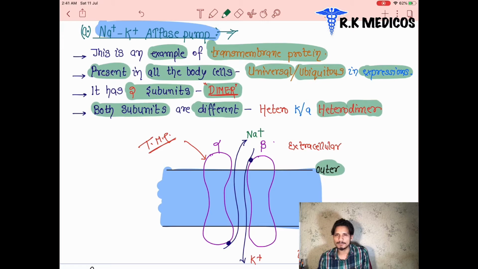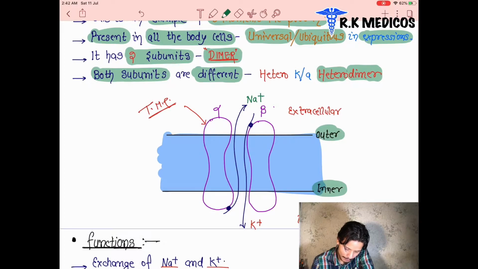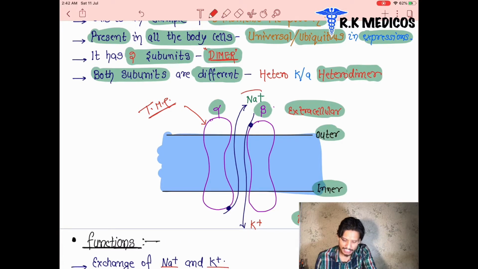It is true, it is a transmembrane protein. It is true, it is situated universally everywhere in the body. It is true, it has 2 subunits. We can see here what the 2 subunits are: an alpha subunit and a beta subunit, with the extracellular compartment and intracellular compartment. The alpha subunit is responsible for the regulation of sodium ions, and the potassium ion is regulated by the beta subunit of the sodium potassium ATPase pump.